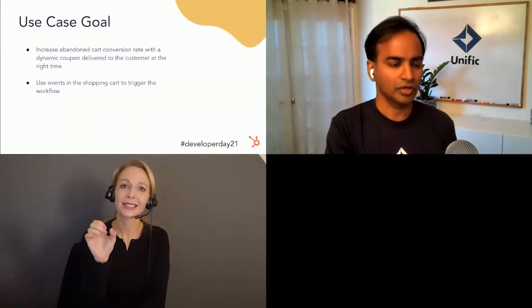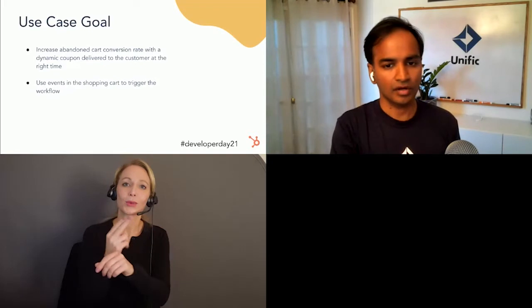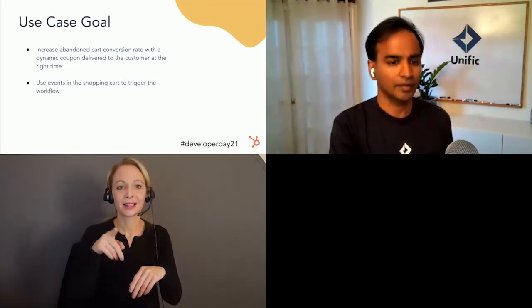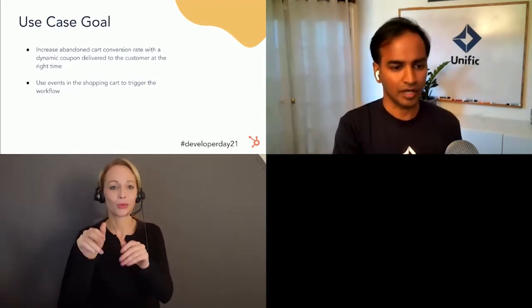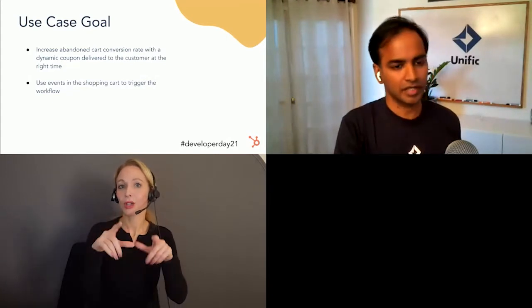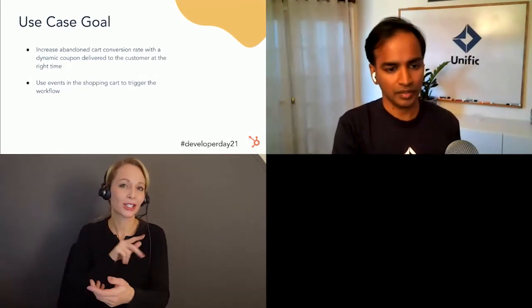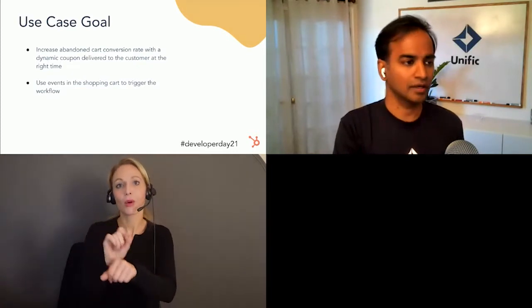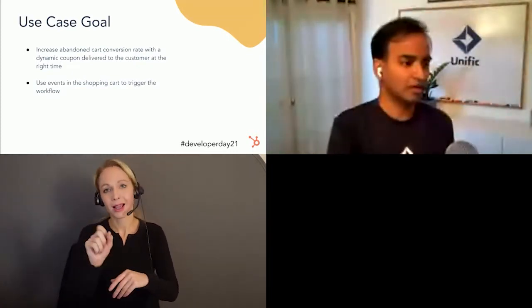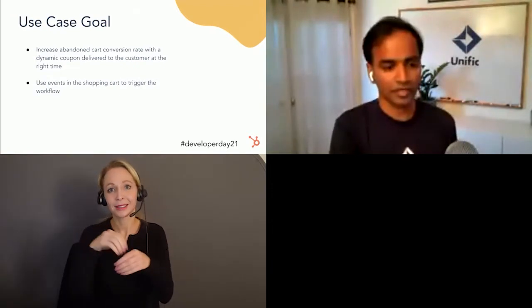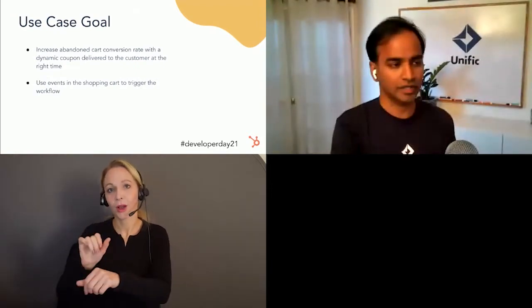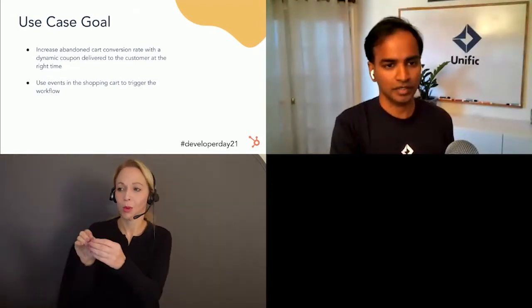Let's go into the use case. The goal of our use case is to increase abandoned cart conversion rate with a dynamic coupon delivered to the customer at the right time. What we're talking about here is personalization at scale. Once you create a workflow, that workflow will always run unless you turn it off. And we want to use the events in the shopping cart that are happening to trigger the workflow so it's a very personalized coupon that can be sent. So let's get into it.